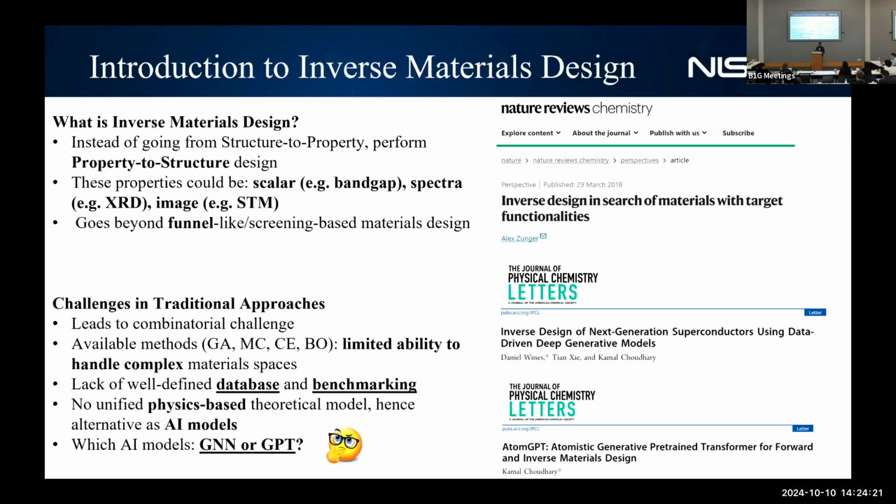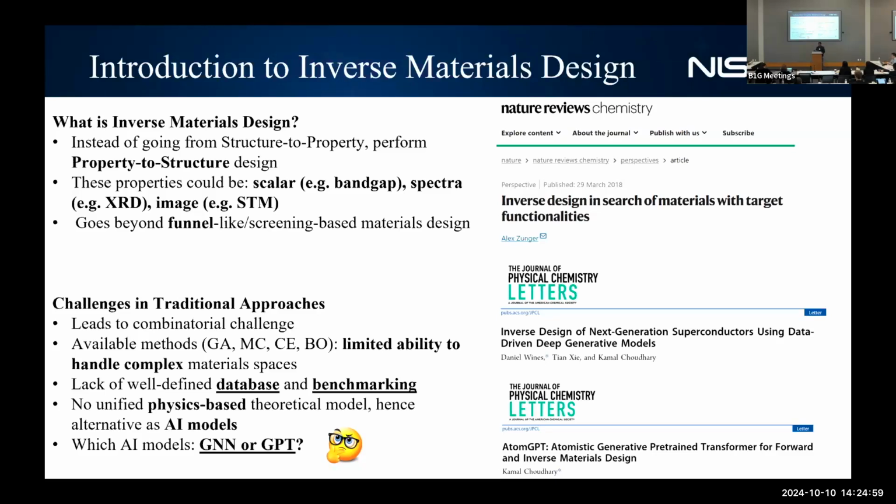Now the concept is not new. It was proposed a long time ago by Alex Zunger and a group of workers. You can see this really nice paper called Inverse Design in Search of Materials with Target Functionalities. All right, so although this idea of inverse material design sounds pretty fancy, there are several challenges. Number one, there are methods out there, but they're very limited in the complexity they can handle. For example, cluster expansion or genetic algorithm, Monte Carlo, and so on. Also, we need well-curated datasets and a very well-defined benchmarking platform to guide this inverse design process. So these two are extremely important.